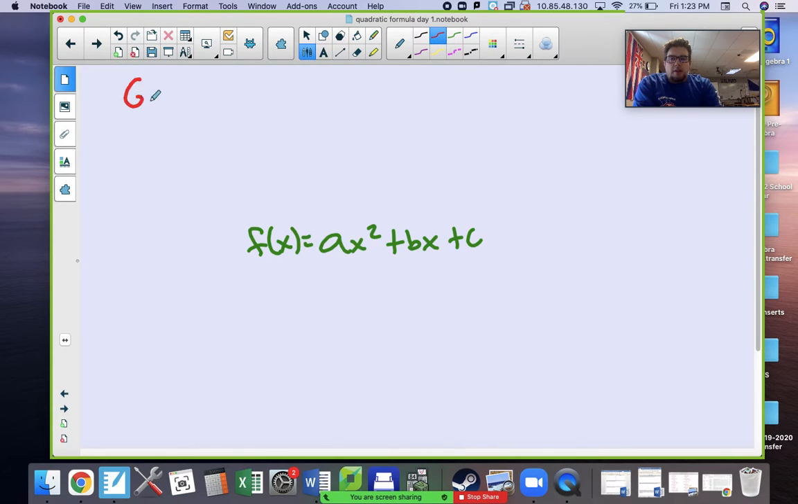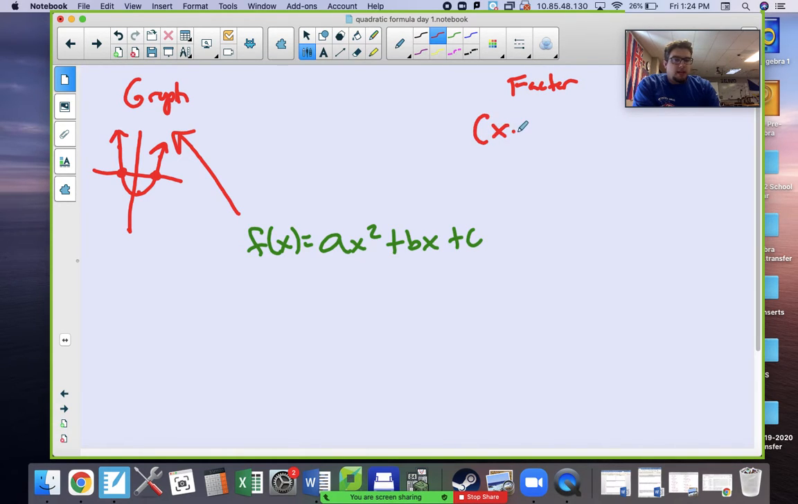We could graph it and look for the coordinates on the graph. So for instance, we have our parabola. Most of the time our answers are going to be the ones that cross our x-axis here, but we could look for any coordinate point on the graph. We could try to factor it, where our quadratic boils down to like an x minus 2 and an x plus 5 equals 0, and then we use our zero product property to get our answers.